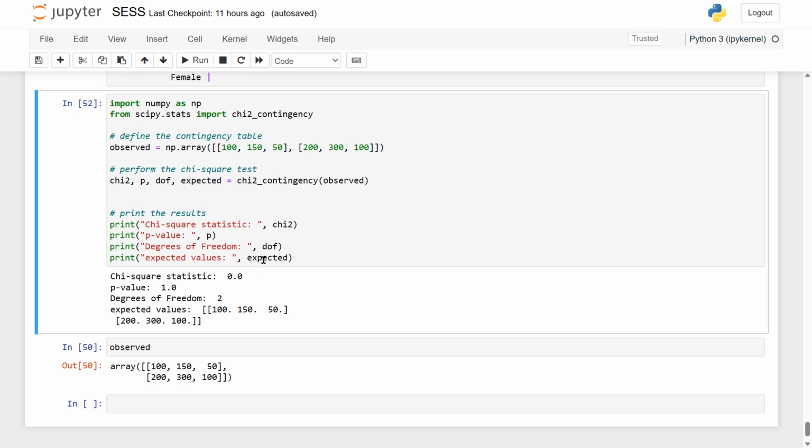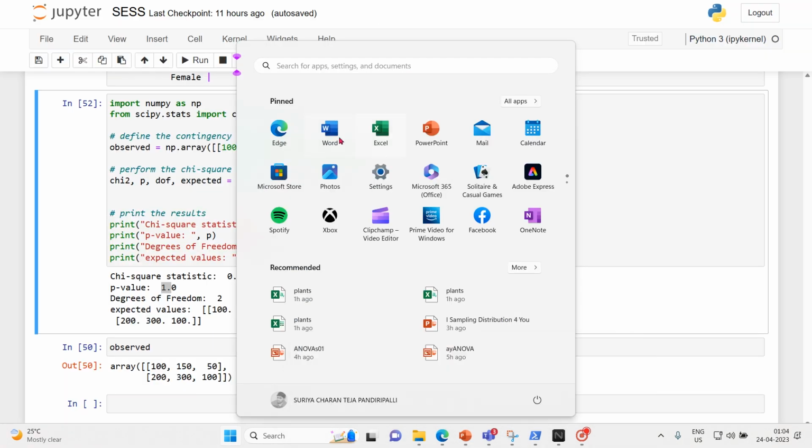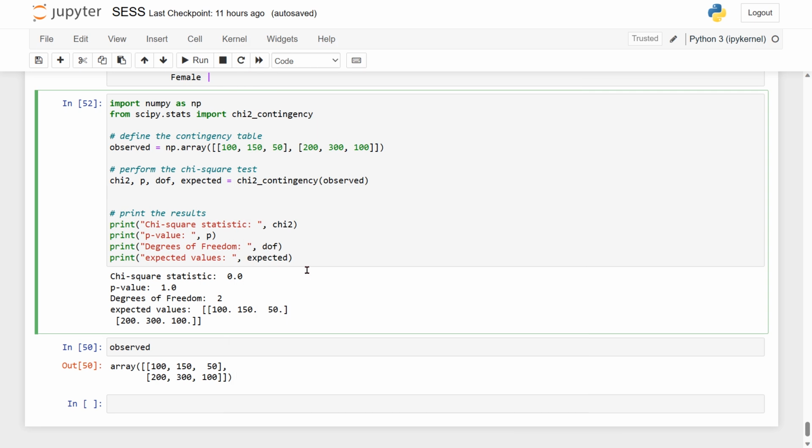Then we got the p-value. The p-value associated with the test statistic, I got 1.0. This is huge. Then DOF, the degrees of freedom for the test. Let me show you the formula first. It's r minus 1 times c minus 1. So r minus 1, 2 minus 1, is 1, and c minus 1, 3 minus 1, is 2. So 1 times 2 is 2. That's your degrees of freedom. Then finally you will get the expected values, an array of expected frequencies under the null hypothesis.